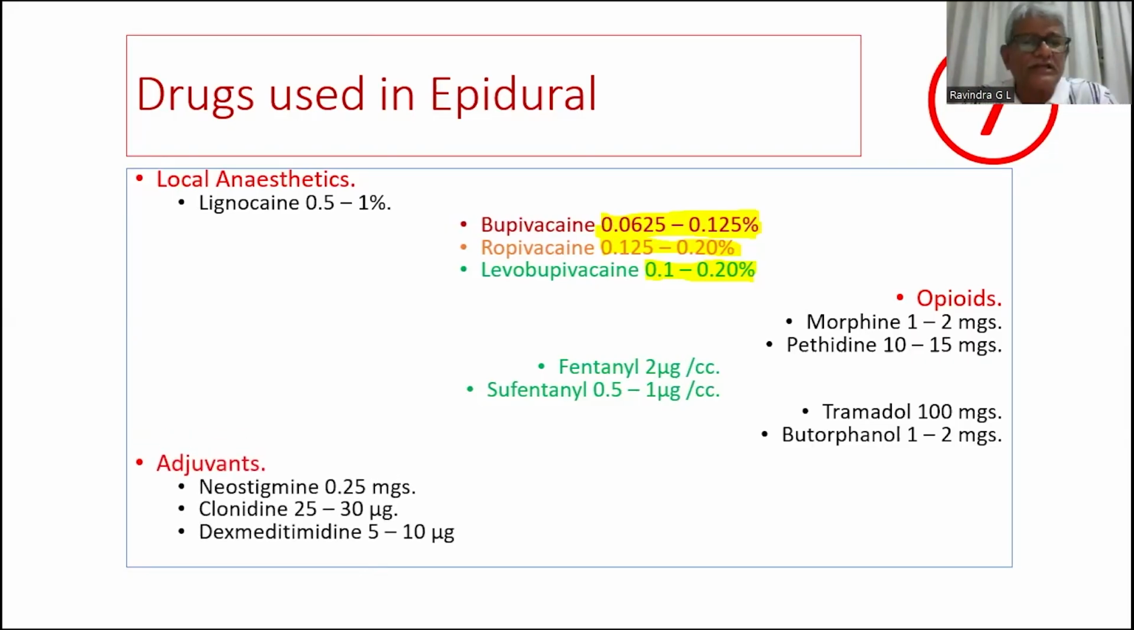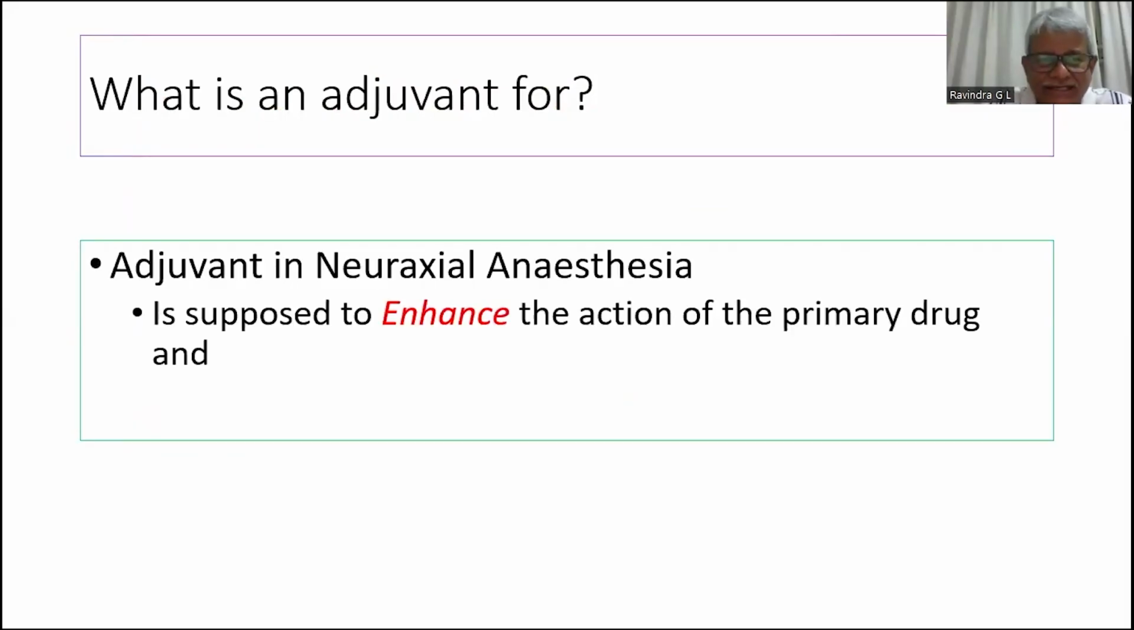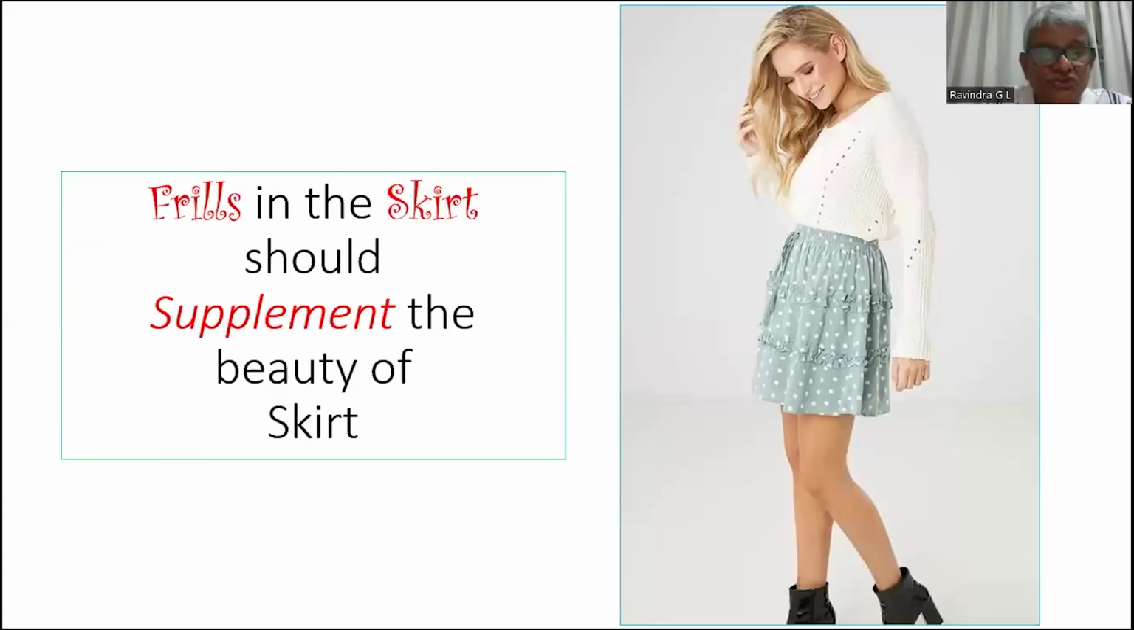The third group of drugs are adjuvants. About the adjuvants, we do not have definite scientific evidence to say that they are very, very useful. So before that, let's see what an adjuvant is for. An adjuvant in neuraxial anesthesia is supposed to enhance the action of the primary drug. If the primary drug is a local anesthetic, the adjuvant should enhance its action and reduce its requirement. The primary drug requirement should come down with the use of the adjuvant. And the quality and the duration of the block should get enhanced. And that is what an adjuvant should do.